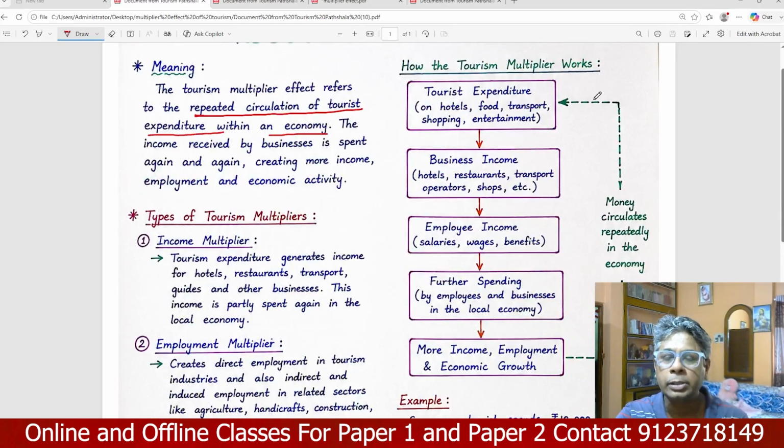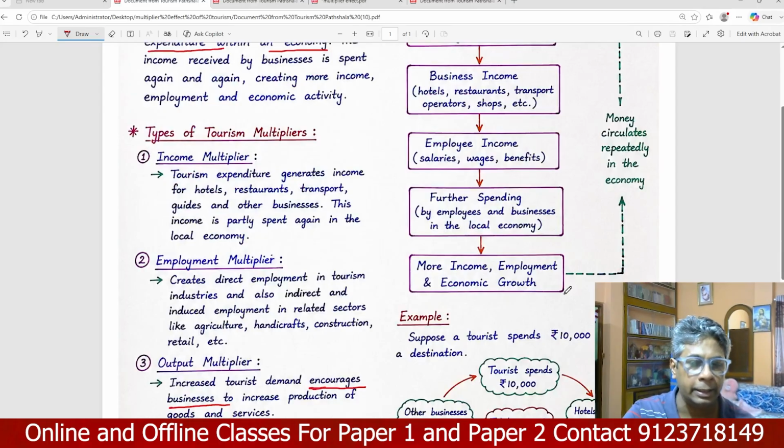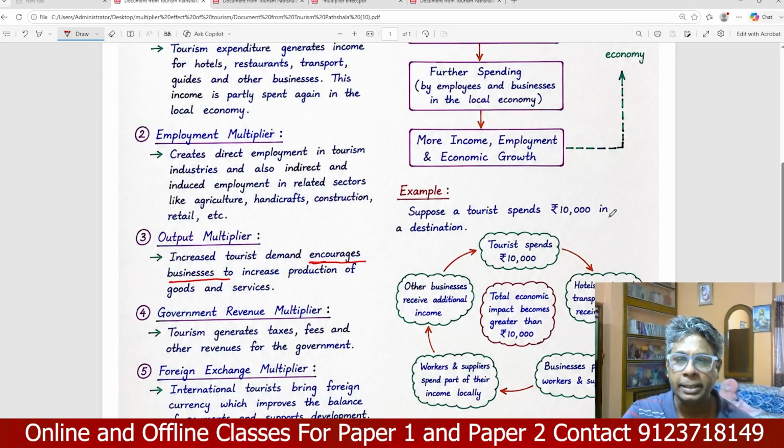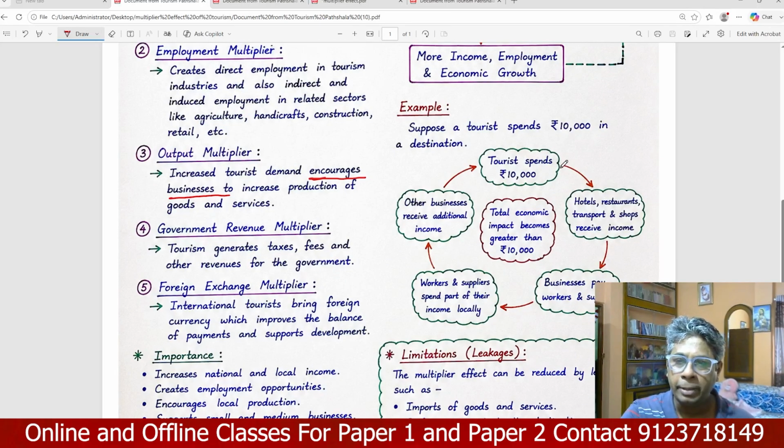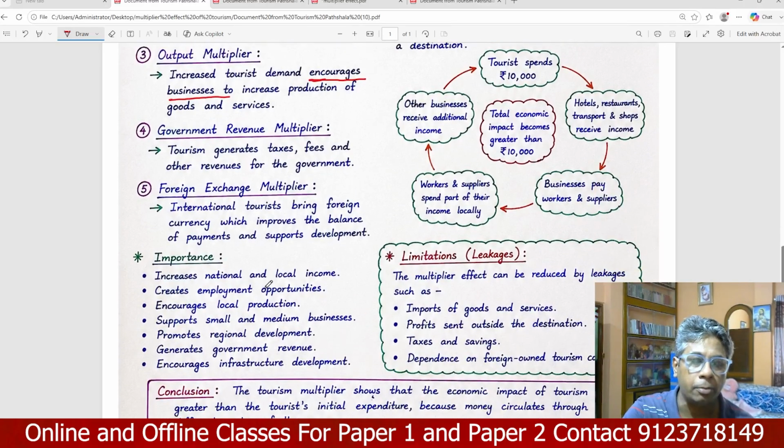So, how does the tourism multiplier work? The money circulates repeatedly in the economy. Tourist expenditure on hotel, food, transport, shopping and entertainment becomes business income; business income becomes employee income through salary, wages and benefits; and further spending by employees and businesses in the local economy creates more income, employment and economic growth. As an example, suppose tourists spend 10,000 at a destination. Tourists spend at hotels, restaurants and transport services; businesses pay workers and suppliers, who spend part of it in the economy. Other businesses receive additional income. This is the circle.